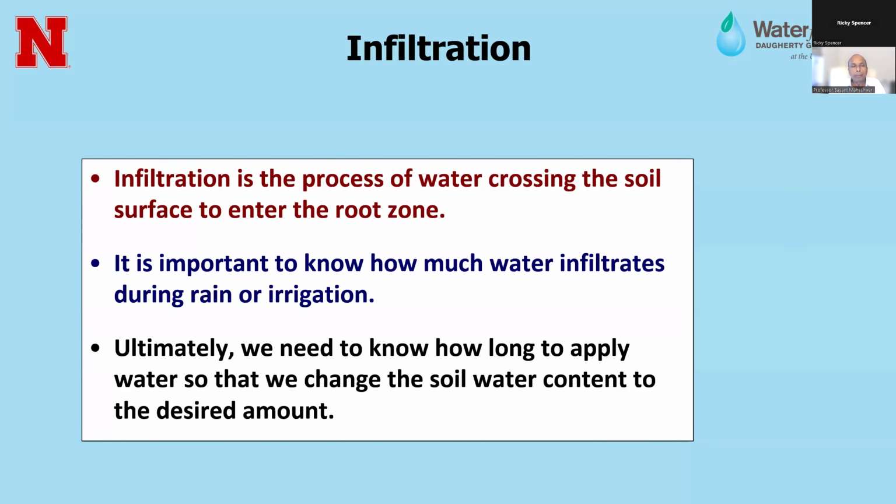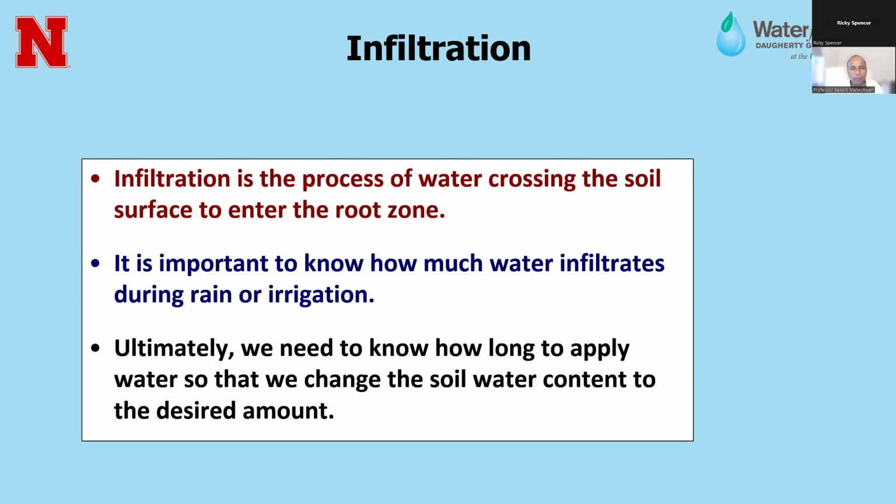Now coming to infiltration. Infiltration is one of the important processes in a catchment. Soil water infiltration is the process of water crossing the soil surface to enter the root zone. So when there is rain or water ponding on the surface, infiltration is the entry of water into the soil. And then water moves sideways in the soil profile and vertically down.